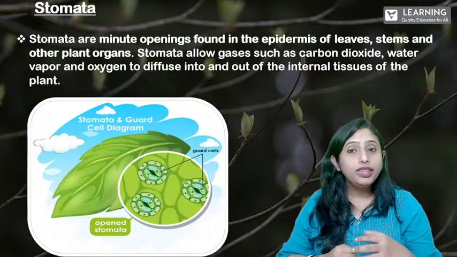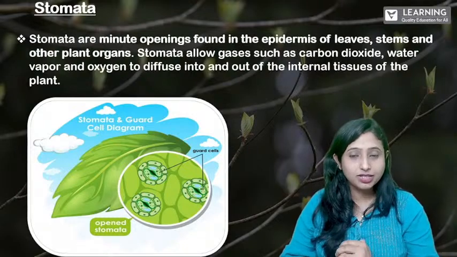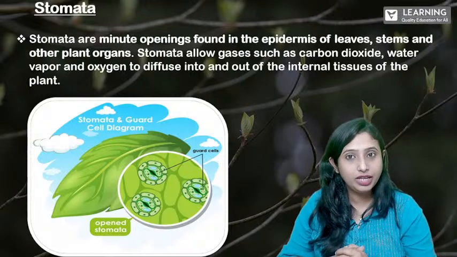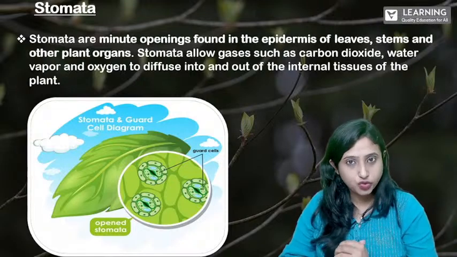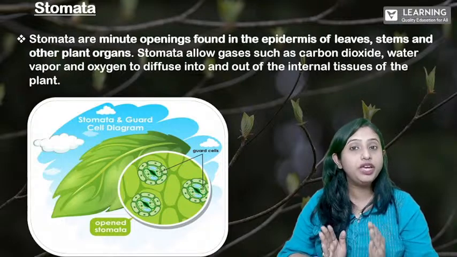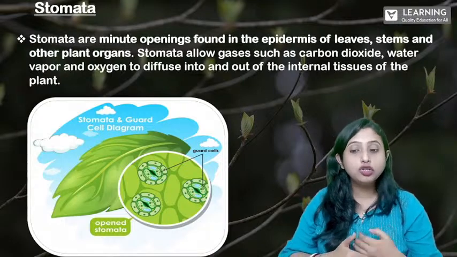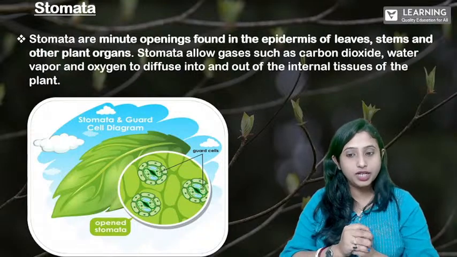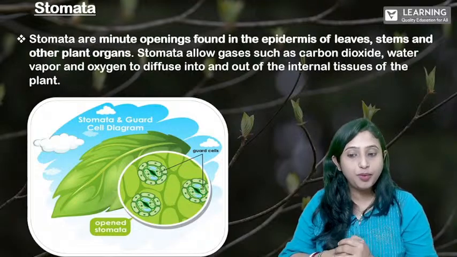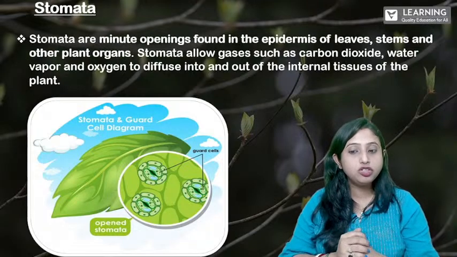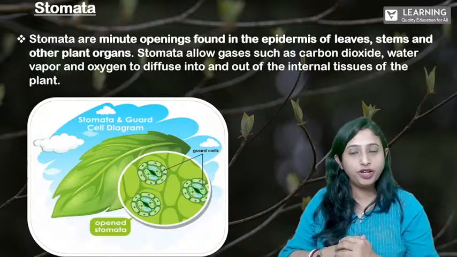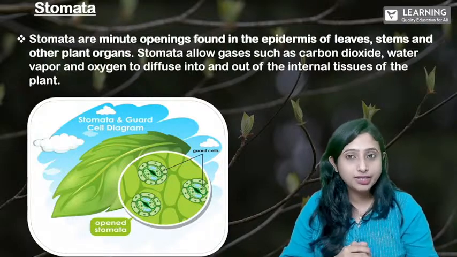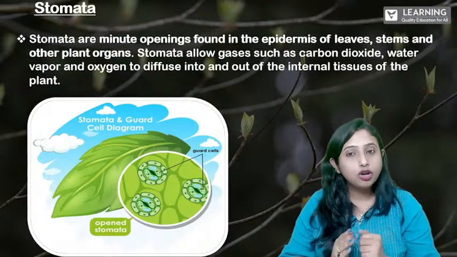Clear? So they have these guard cells. These cells look like the shape of a kidney. So they are bean-shaped structures. These guard cells are bean-shaped structures. So the stomata has one open end and one closed end. Clear? You can see that the picture shows the open stomata. When the stomata is open, that is known as open stomata, and when the guard cells are closed, that is known as closed stomata.